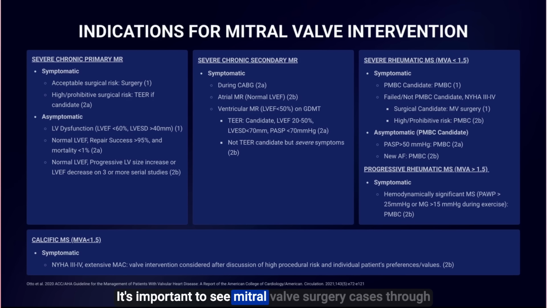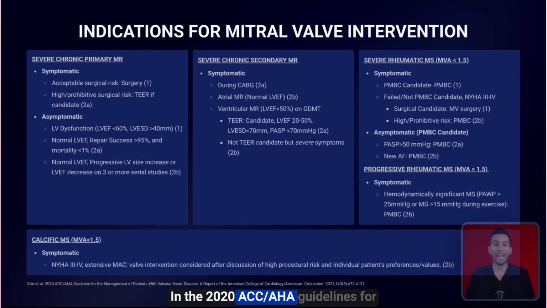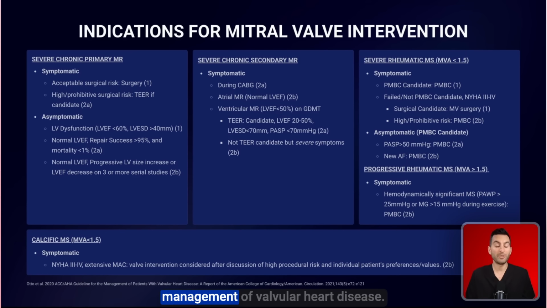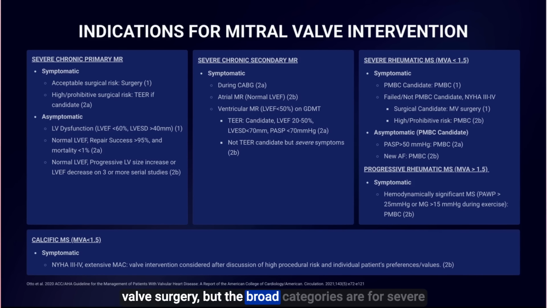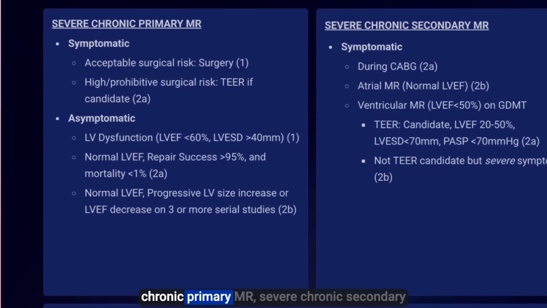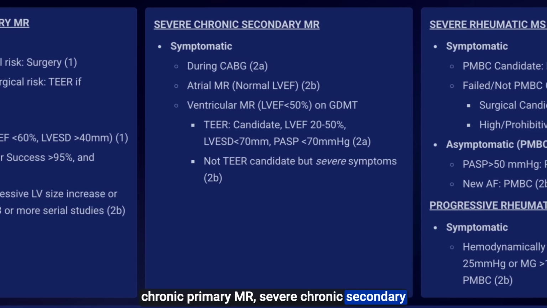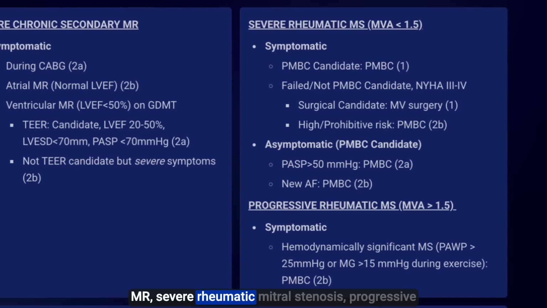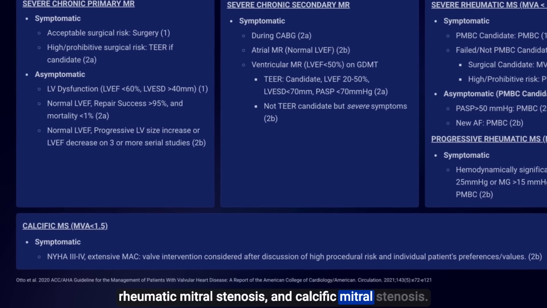It's important to see mitral valve surgery cases through the context of the indication for the procedure. In the 2020 ACC/AHA guidelines for management of valvular heart disease, there are several different indications for mitral valve surgery, but the broad categories are severe chronic primary MR, severe chronic secondary MR, severe rheumatic mitral stenosis, progressive rheumatic mitral stenosis, and calcific mitral stenosis.